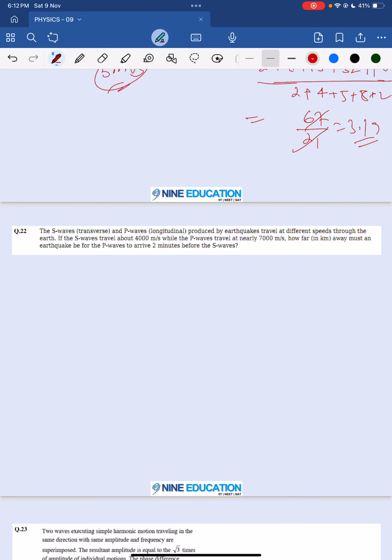Now what is the next question? We are able to see that S wave, which is transverse, and P wave, longitudinal, produced by earthquake, travel at different speed through the earth.